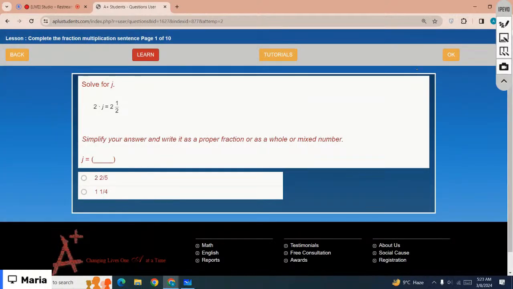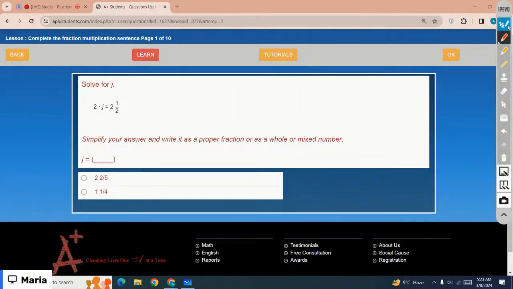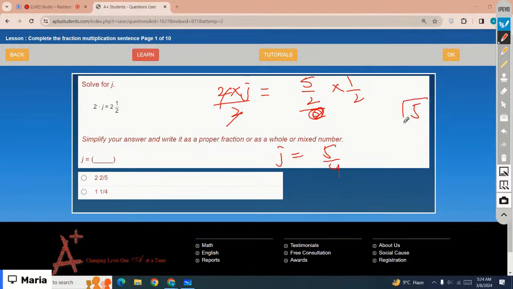Okay, so you have 2 times j equals, here you have 2 times 2 is 4 and 1 is 5 over 2, right? So you have to divide both sides by 2. You can do it like this. So 2 and 2 cancel out, you are left with j, and that is 5 divided by 4. When you divide 5 by 4, you have 4 times 1 is 4 and 5 take away 4 is 1. Got it?